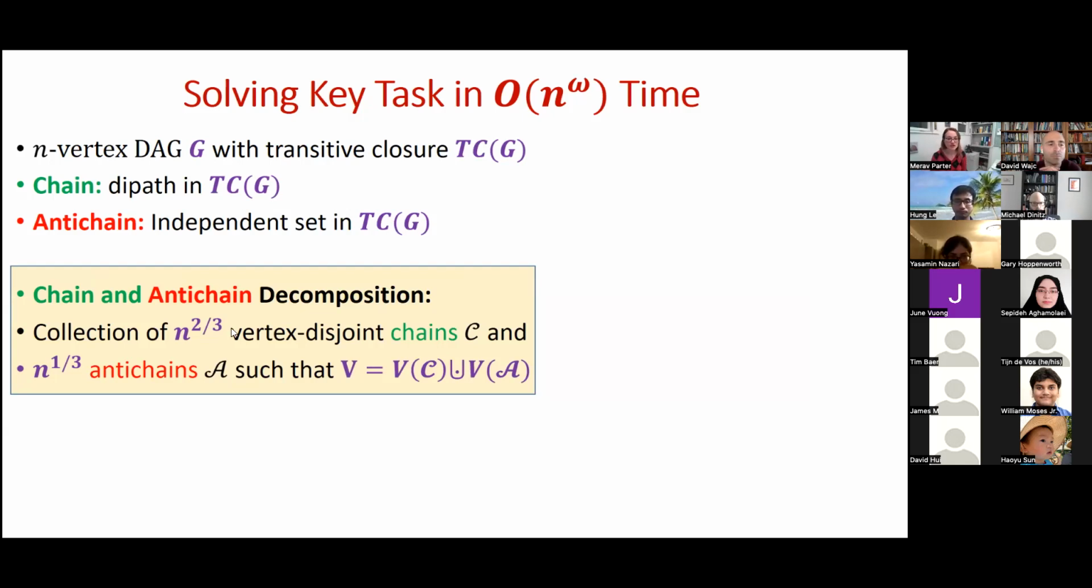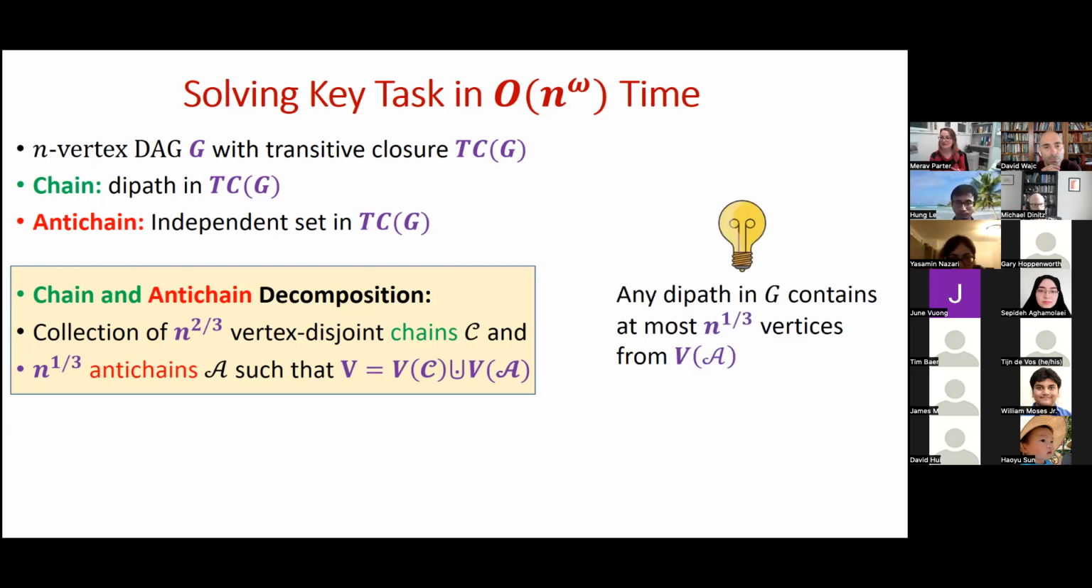The notion of chain and anti-chain decomposition takes the transitive closure and decomposes the vertices into two types. It provides you n to the 2/3 vertex-disjoint chains, which are the paths that we wish to have. And all other vertices that do not lie on the chains can be decomposed into n to the 1/3 anti-chains, n to the 1/3 sets, each of which is an independent set in the transitive closure.